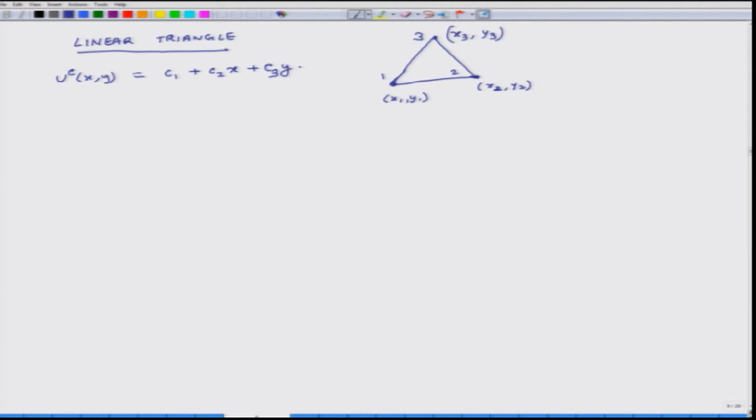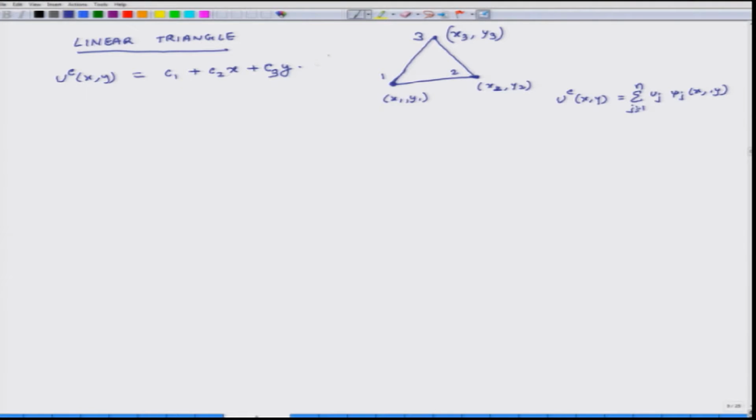Now, earlier in our FEA formulation, we had expressed u^e(x,y) as the summation of uj times psi j, with j equal to 1 to n. What is the value of n in this case for a linear triangle? 3, right. For a linear triangle, n is 3, the number of nodes.